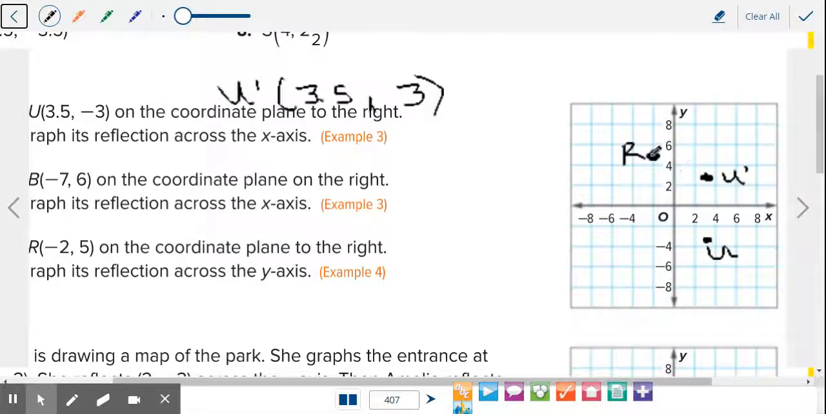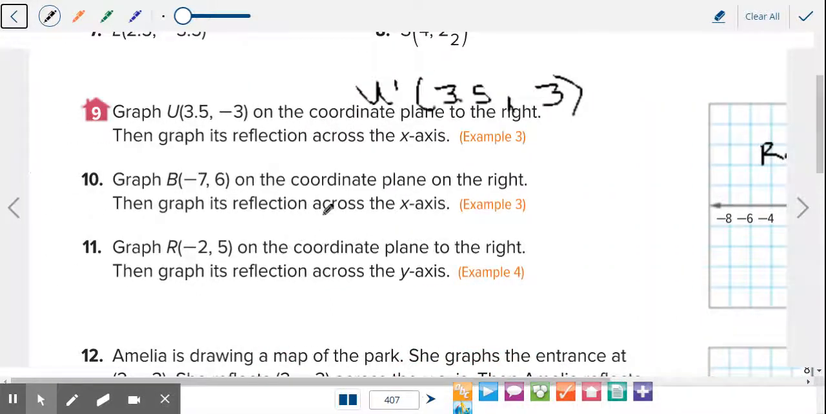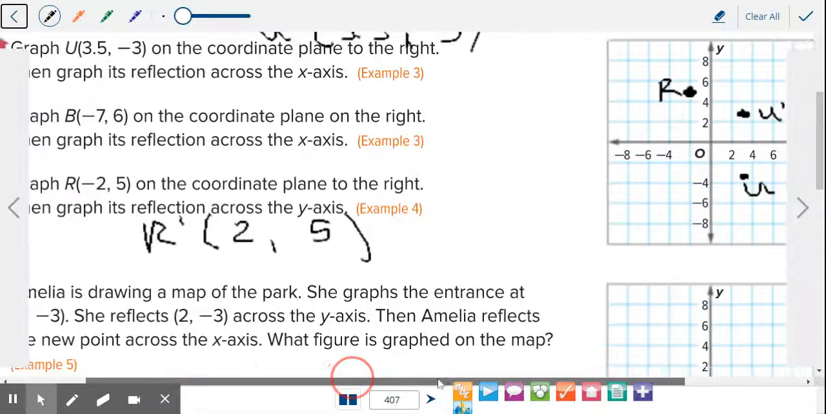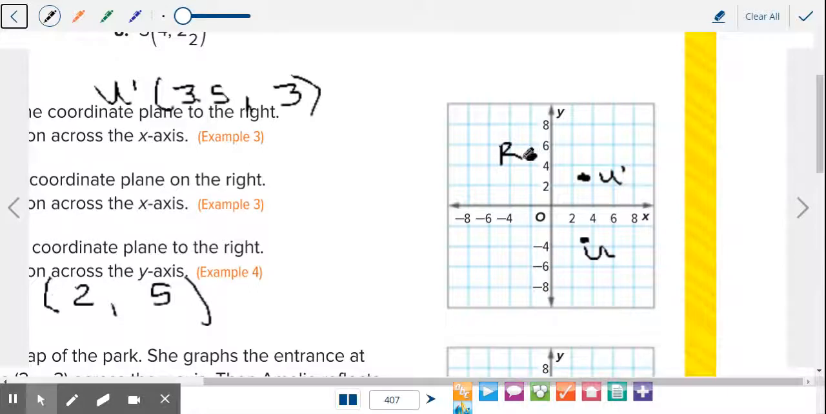Okay, so now they want to reflect this over the y-axis. So if we reflect over the y, which one are we changing? The x. Okay, so R prime, we keep the 5 because we're not changing the y. So what's the opposite of -2? +2. So now our new one's 2, 5. So guys, you can literally just drag this over right here. R prime. Okay, that's how reflections work.